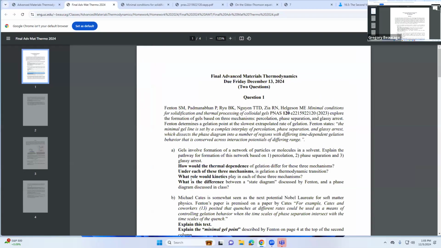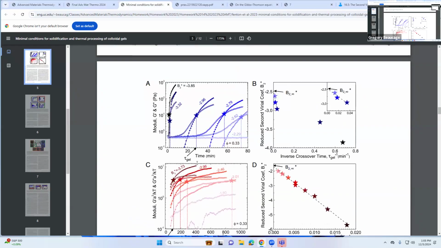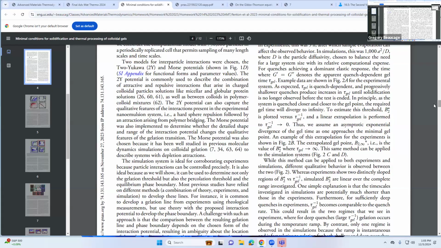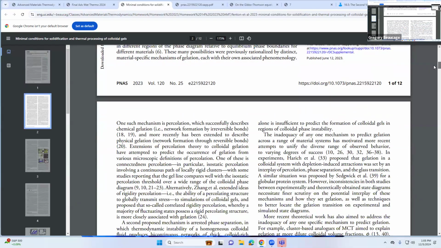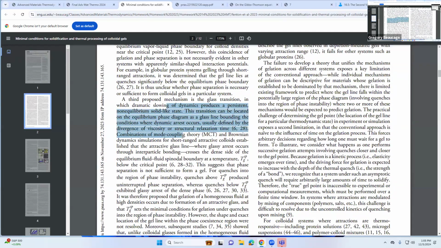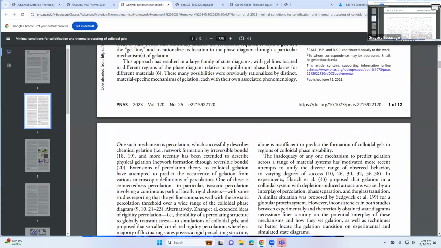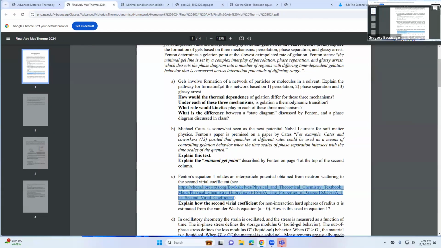So what have we got here? Some of the questions don't have to do with the paper, but there are these three kinds of gelation. He describes that in detail at the beginning, in the introduction. I think he just used logic a little bit, but percolation, and this part is thermodynamic, and this part is glassy transition. So you can read that and answer whatever it's asking.